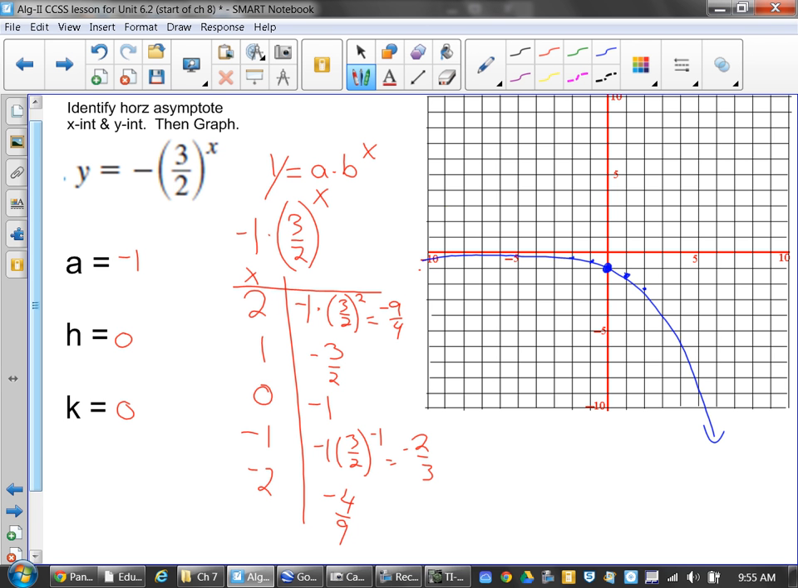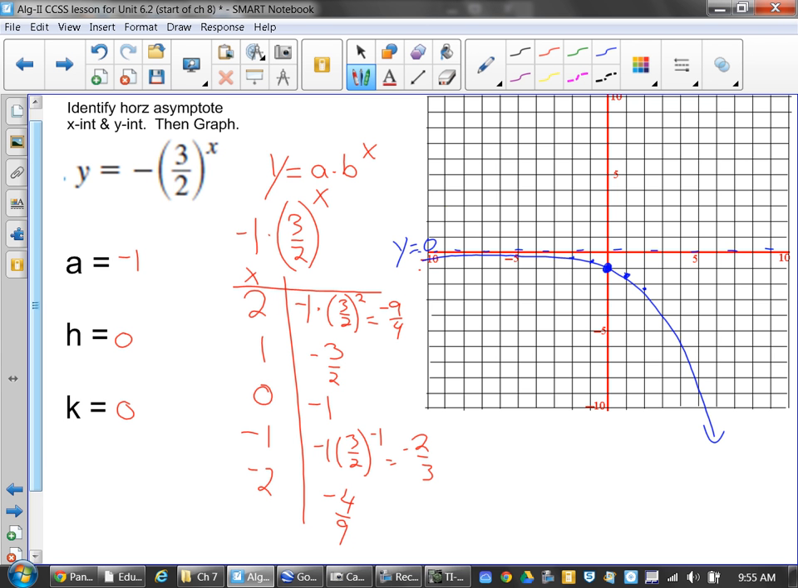Where's its horizontal asymptote? It's still 0, yeah. It's still at 0. The horizontal asymptote is still at y equals 0. Because you're going to get infinitely closer and closer and closer to 0. Now, this is still exponential growth, even though it's going the other direction. And there's a reason for that. I'll show you here in a second.